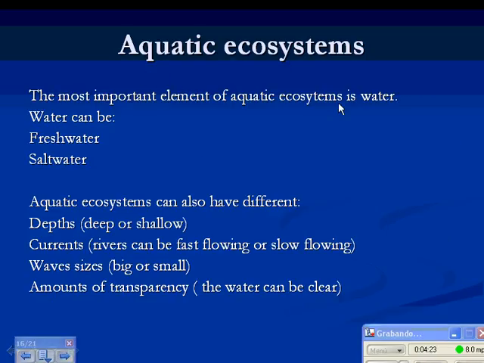Aquatic ecosystems. The most important element of aquatic ecosystems is the water. The water can be freshwater or saltwater. Aquatic ecosystems can also have different depths, so they can be deep or shallow. Currents. Rivers can be fast flowing or slow flowing. Wave sizes. They can have big waves or small waves. And the amounts of transparency, so the water can be clear or unclear.